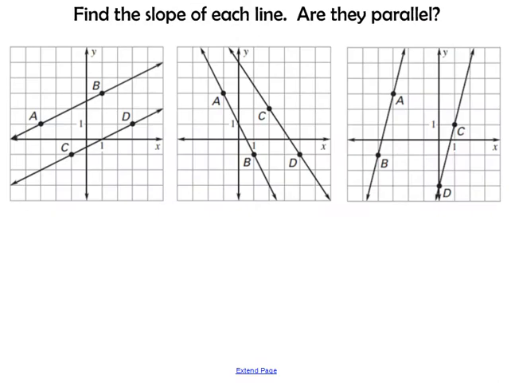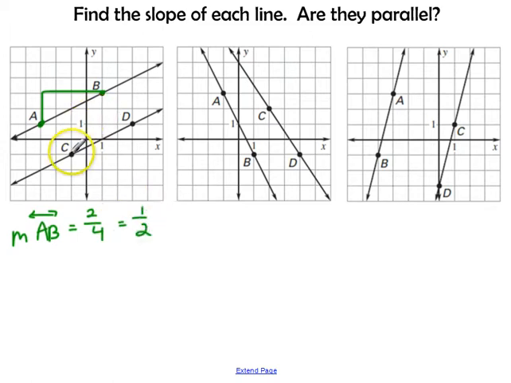Now let's work through a few examples. First, we want to find the slope of each line and determine whether they are parallel. Let's look at this first example together. First, let's find the slope of line AB. Pick any 2 points, and then we want to count rise over run. The rise is up 2 over 1, 2, 3, 4. So the slope of line AB is going to be up 2 over 4, which really reduces to 1/2.